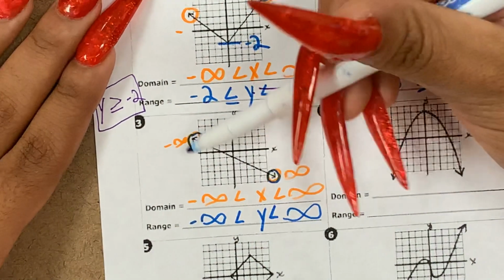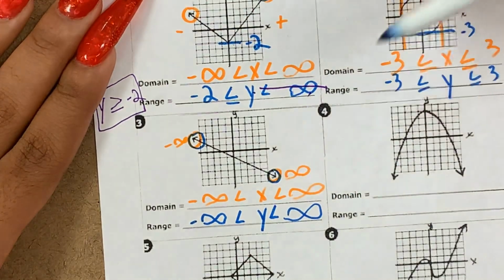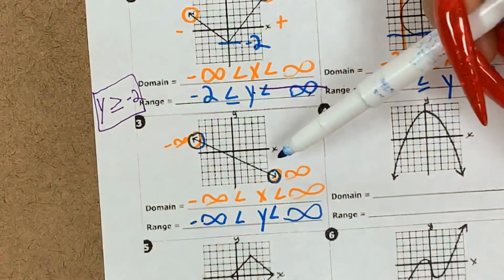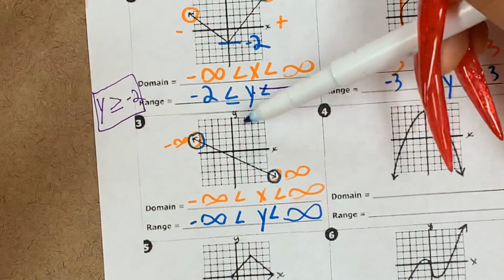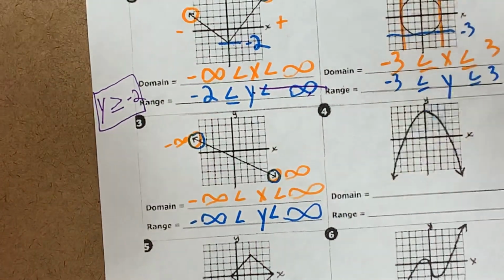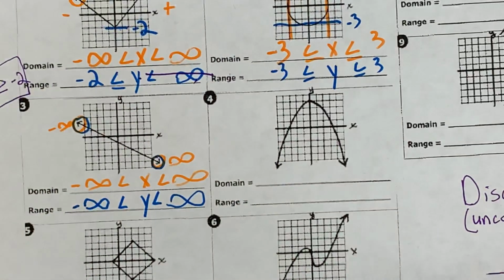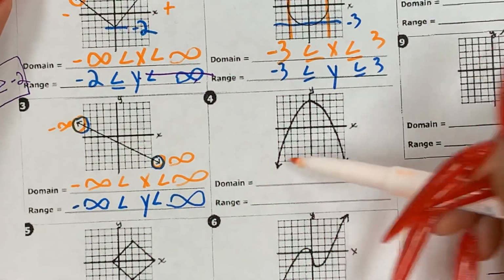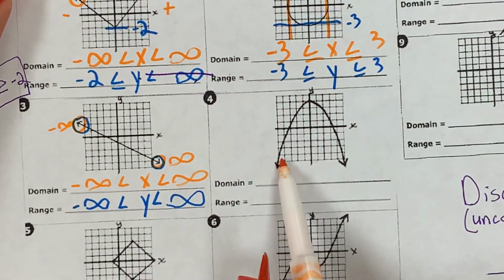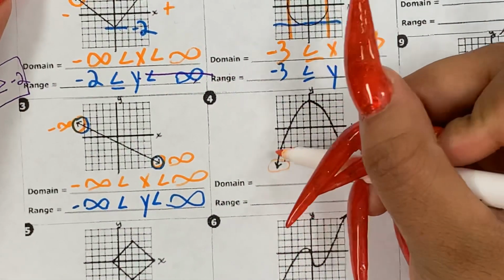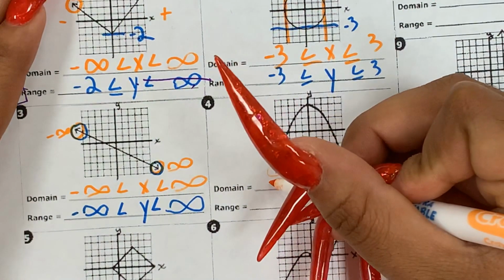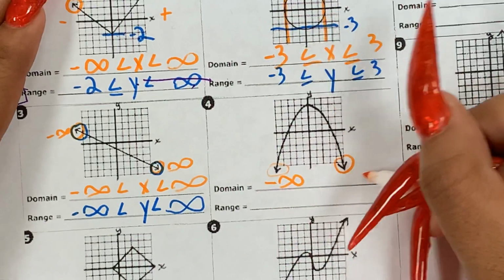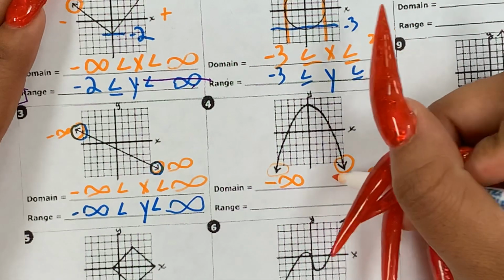So whenever you have arrows going in both directions, it's going to be negative infinity to positive infinity. So if you have an arrow left, an arrow right, that's negative infinity to positive infinity. If you have an arrow from bottom to top, that's negative infinity to positive infinity. Okay. For domain, we scan left to right. So left side, I have an arrow. Right side, I have an arrow. What does that mean? So an arrow to the left means negative infinity. Arrow to the right means positive infinity.